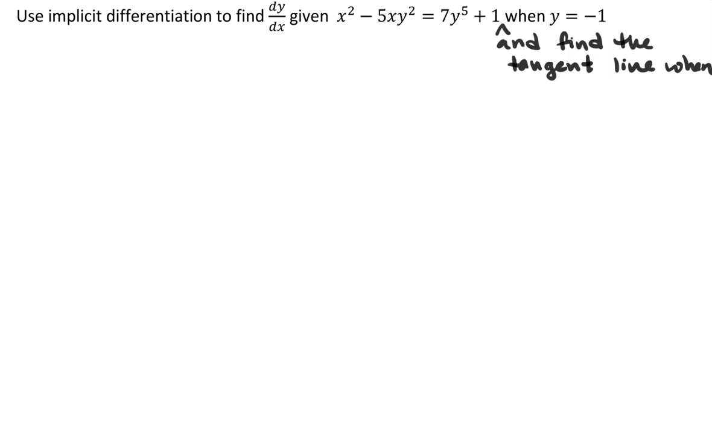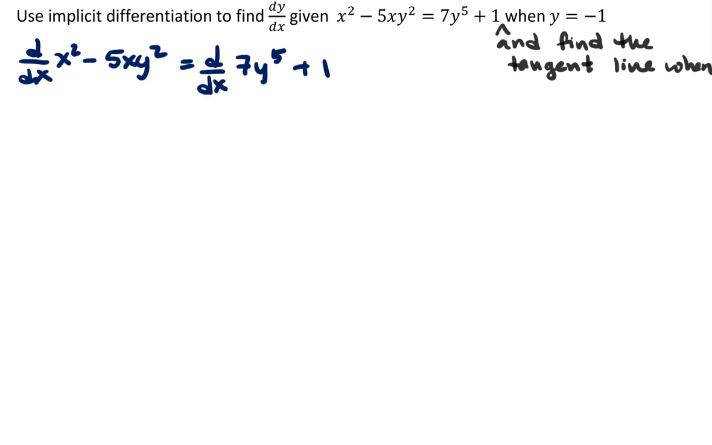Hi everyone, let's work through an example that's just a little bit messier, where we will use implicit differentiation to find a derivative, and then I'd like to use that derivative to find the equation for the tangent line when y equals -1. So our formula is x squared minus 5xy squared equals 7y to the fifth plus 1. And if we're looking for dy/dx, then we'd like to take the derivative with respect to x of both sides.